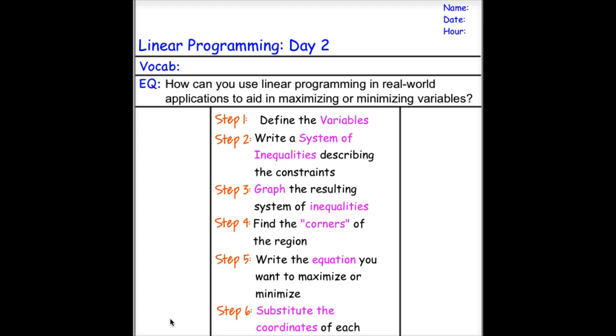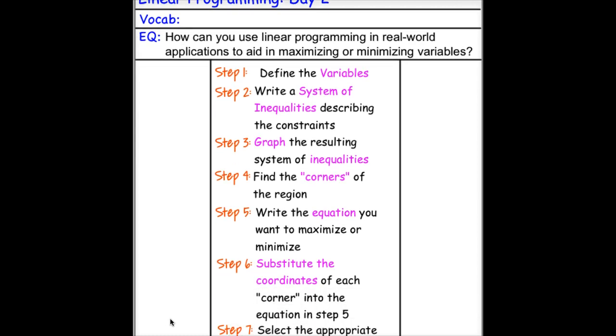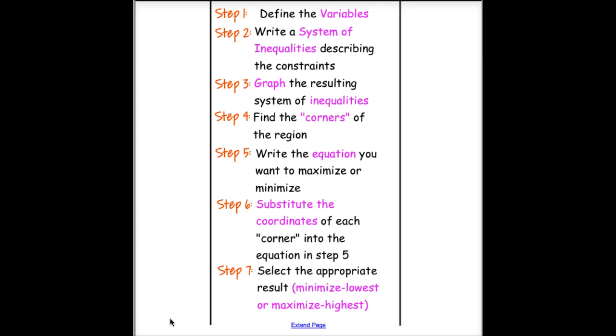I know the one in the example yesterday was a little bit challenging because you didn't graph it yourself. However, today I will show you how you can find those intersections. 5, write the equation you want to maximize or minimize based upon the information in the problem. Step 6, substituting the coordinates of each corner into the equation from step 5. And 7, selecting the appropriate result based upon your results.